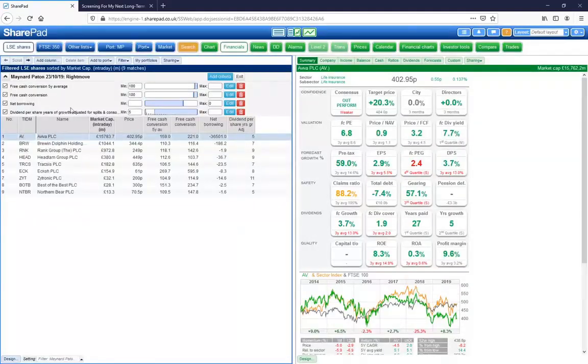and OK. So this screen was looking for super cash generators, companies that can convert all their earnings into cash. So 100% of earnings in the last year into cash, and over the last 5 years the average of 100% as well. So it's also looking for companies that did something useful with their cash, so pay the dividend, so a net cash position here, and pay a rising dividend. So I've looked for at least 5 years of a rising dividend here, and I've got 9 matches, and I'm going to look at this one.